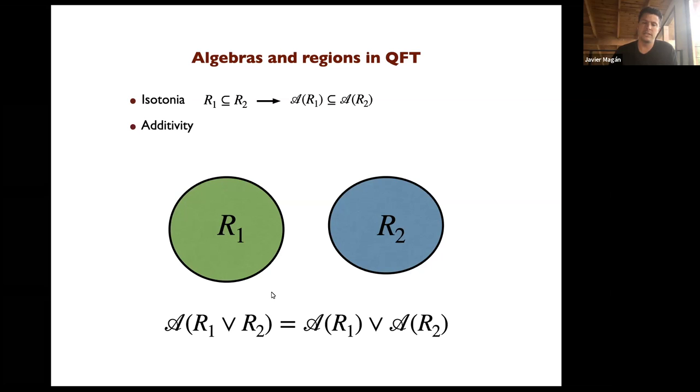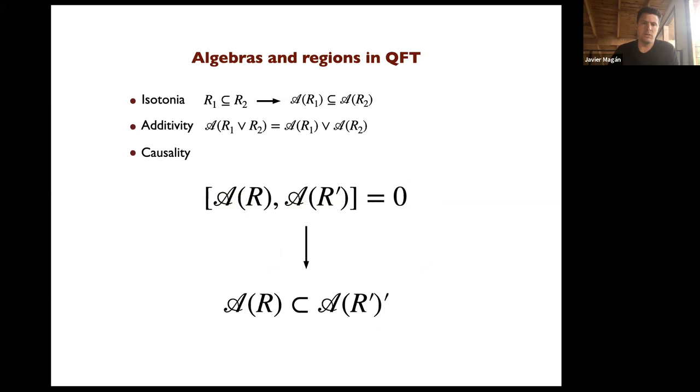The third property is microcausality. In the operator approach to quantum field theory, it says that any operator that belongs to a certain region R commutes with any operator that belongs to the complementary region, where the complementary region is defined as the set of points that are spatially separated from the original region. Now, in the algebraic approach, this microcausality is nicely expressed through this inclusion of algebras here, which just says that the algebra we associate to R must be included in the commutant of the algebra we associate to the complementary region.